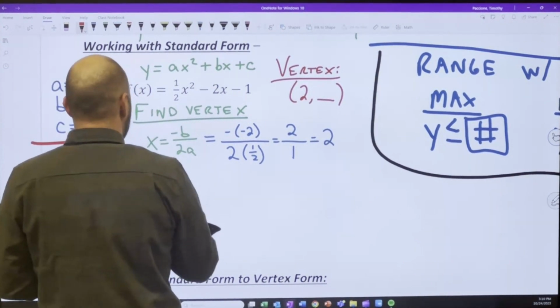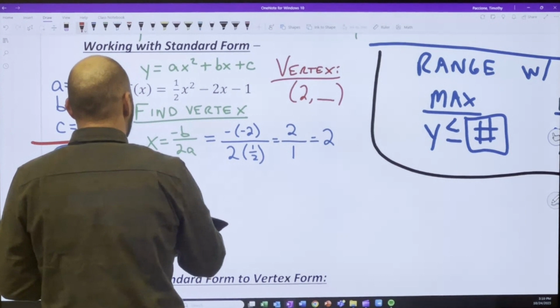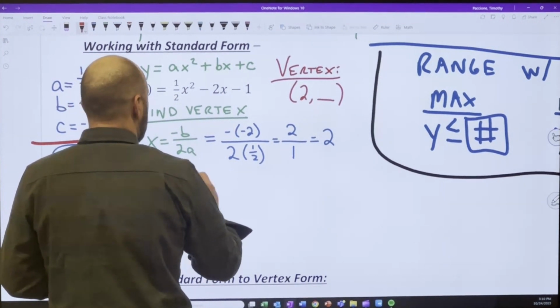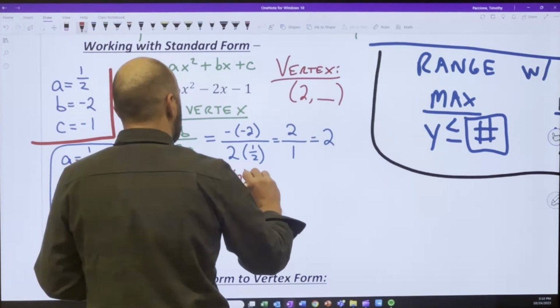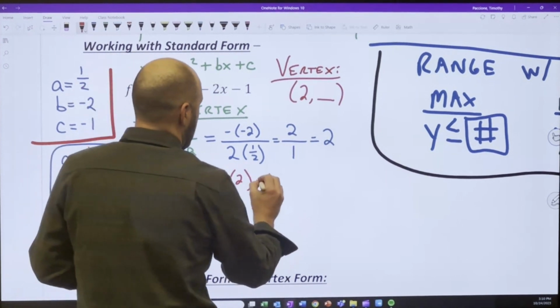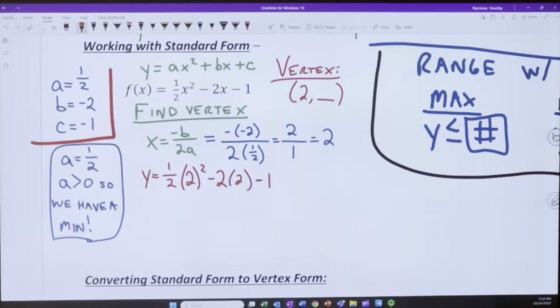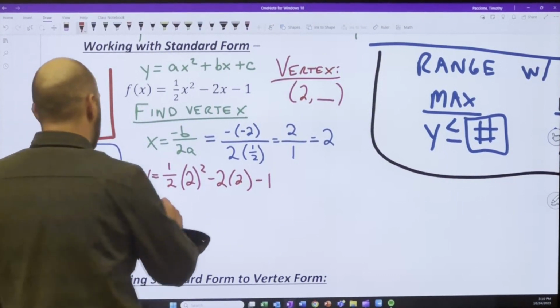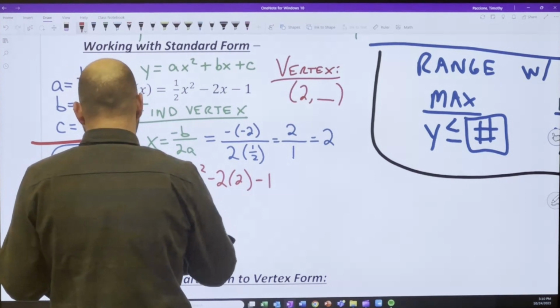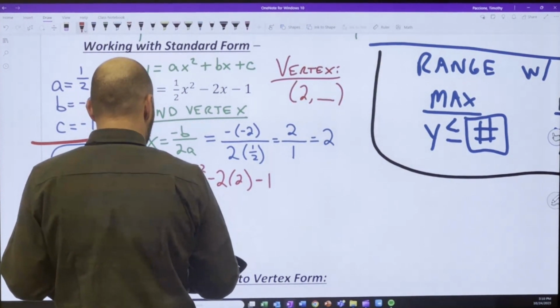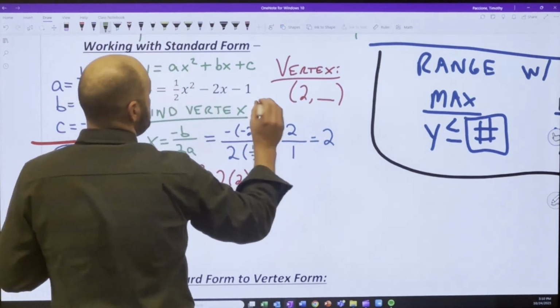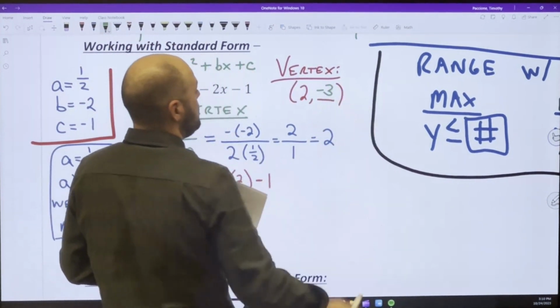So I'm going to plug in. So y will equal 1/2 times 2 squared minus 2 times 2 minus 1. Now, I definitely would use my calculator to help me with this one. Don't need to do all that math every single time. Y equals, turns out to be, negative 3. Okay? So our vertex is 2, negative 3.